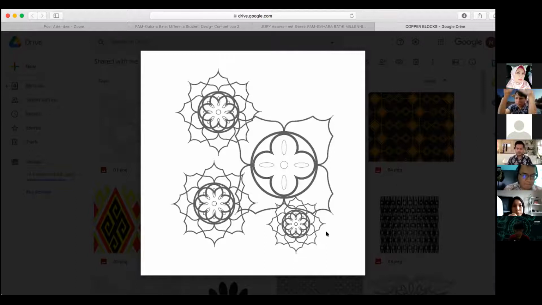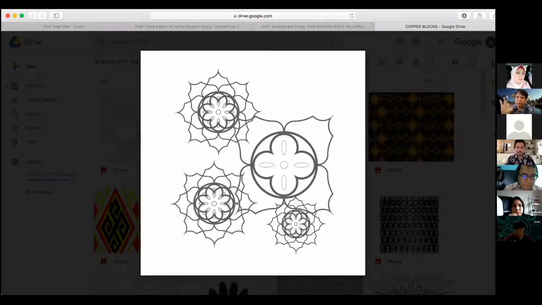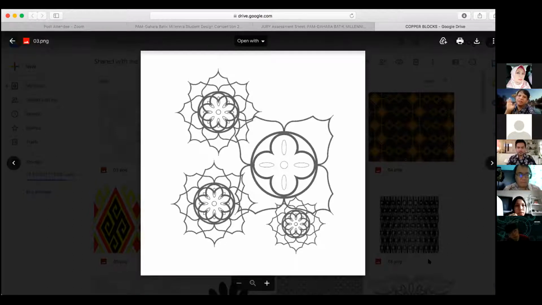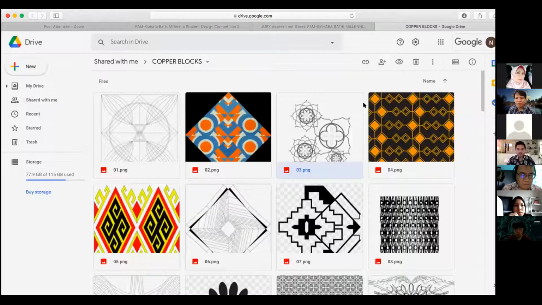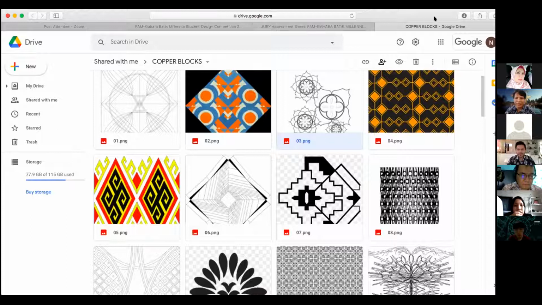Whether you want to do it in a circle, clockwise, anti-clockwise, or mirror, there are a lot of other ways of repeating. Basically, it's a repetition exercise. Batik block is a repetition. Okay, I think we have discussed this pattern for quite some time. We move on to the next one.